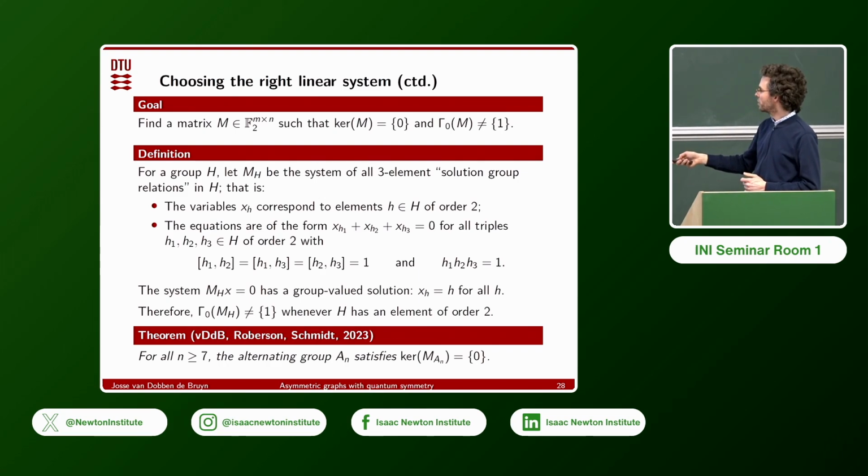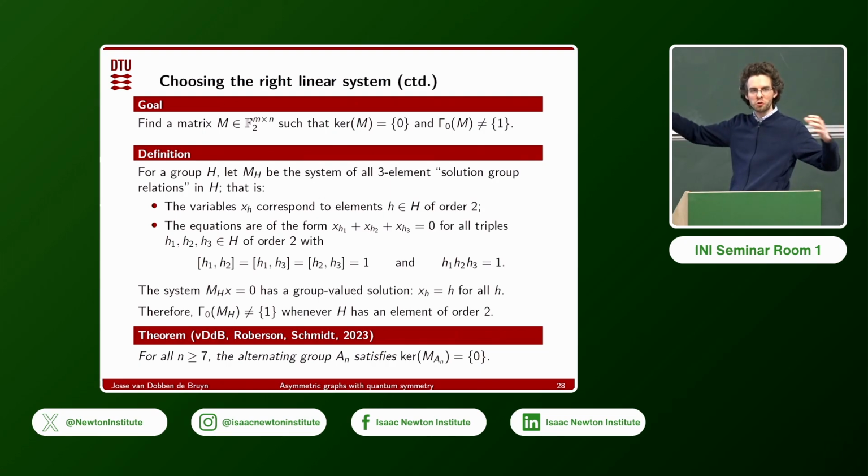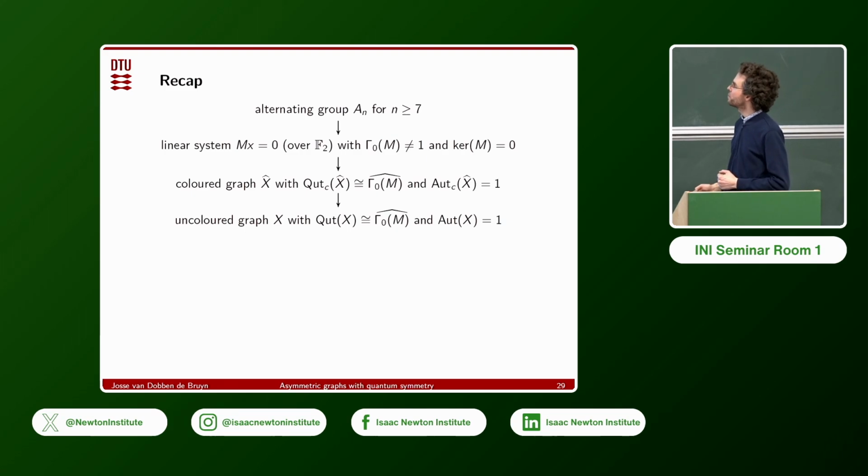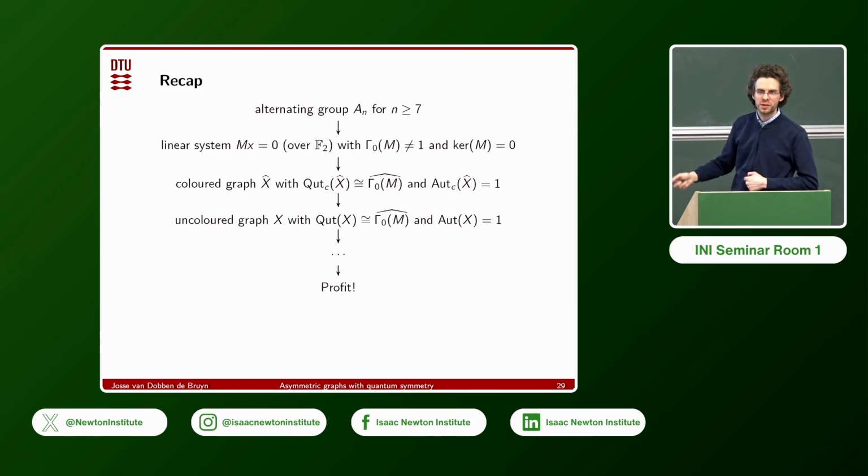And I should point out that we did computer searching in GAP, and A_7 is actually the smallest group for which you can do this construction. So it's a bit larger than the group you get for the Mermin-Peres square. Okay, so just to recap what we did. We took this alternating group A_n for n greater than or equal to 7. From that we built a linear system where the solution group is non-trivial but the kernel is trivial. From that we built a colored graph where the quantum automorphism group is non-trivial and the automorphism group is trivial. And finally we decolored to get an uncolored graph with the same property. That's what we wanted.